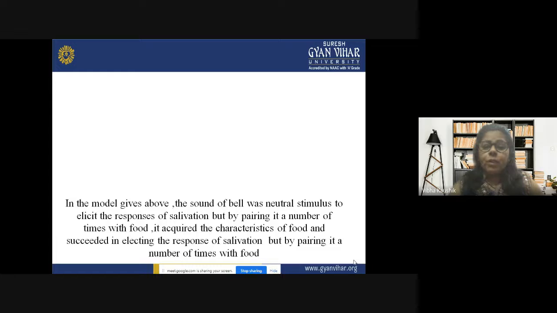was able to acquire all the characteristics of the natural stimulus, first thing, and the second thing is that when the bell was rung, that ringing of the bell was able to elicit the response, that is salivation, from the dog. But it will happen only when the experimenter paired or associated the sound of the bell with the food a number of times.